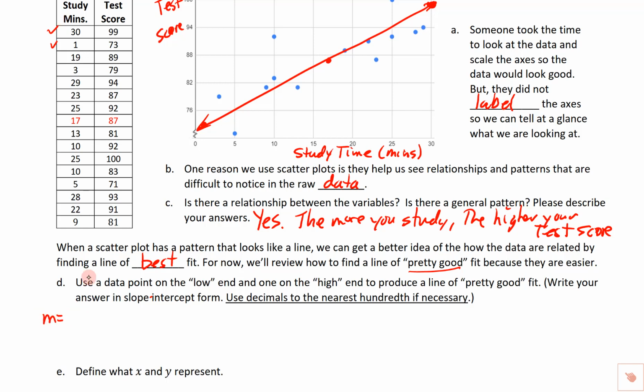So we're going to do y2. I like drawing it this way. I'm going to do y2 minus y1, so 73 minus 99. And then I'm going to do 1 minus 29.